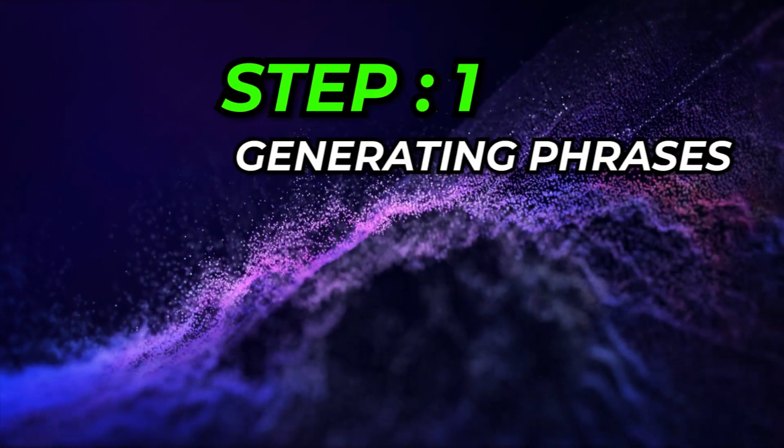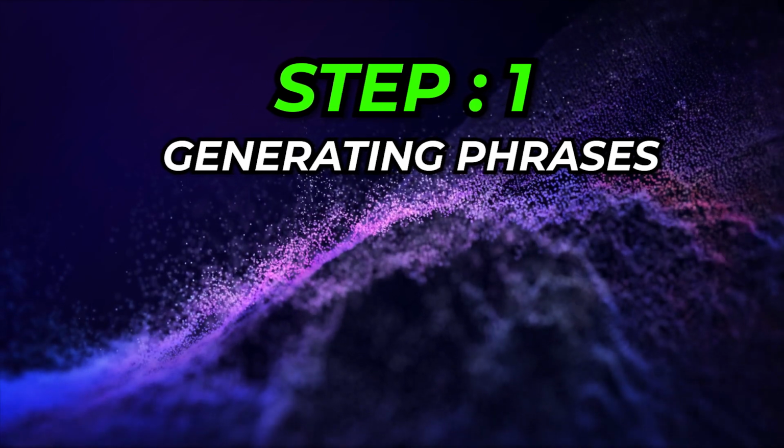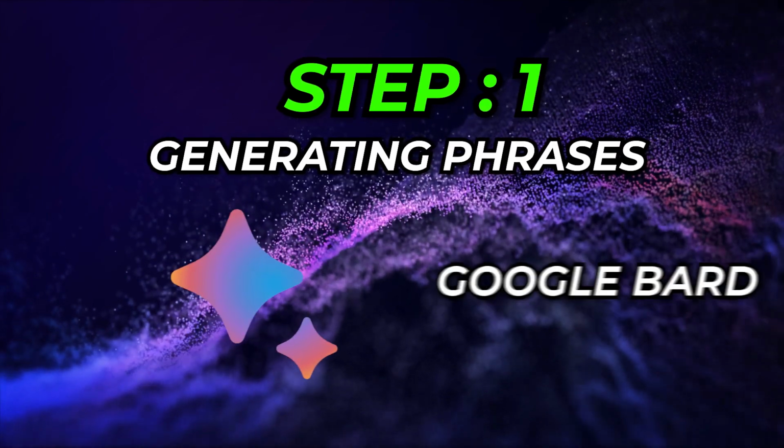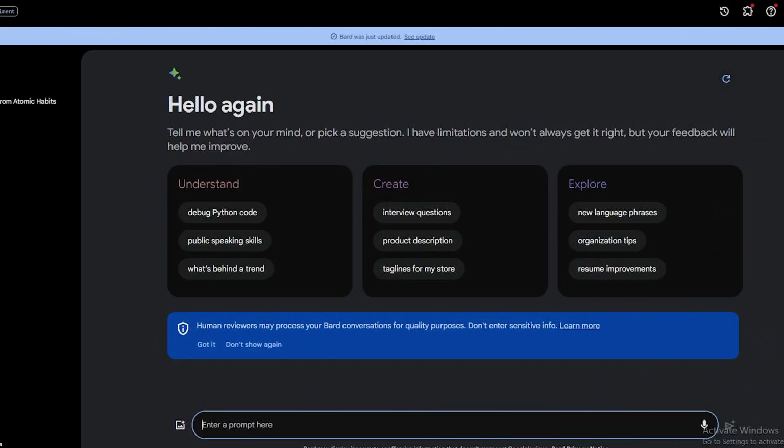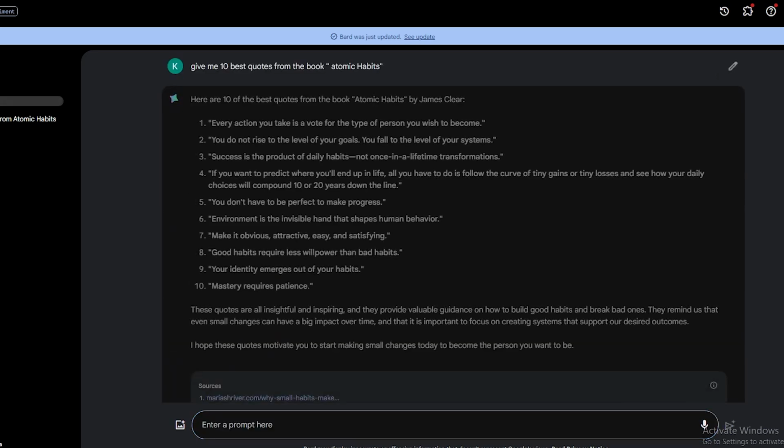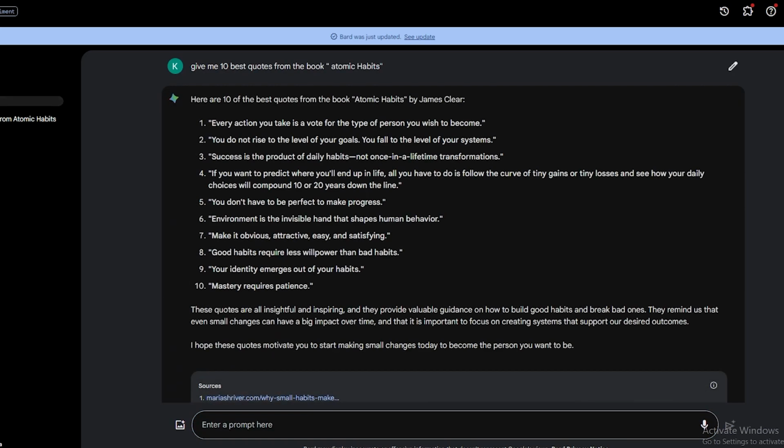First step, we need to get phrases from that specific book. For that, I'm going to use Google Bard. Let's head over to Google Bard. This is very similar to ChatGPT, but more effective than it. I'm going to use the book called Atomic Habits. Let's type, give me 10 best quotes from the book Atomic Habits. As you can see here, now we have 10 phrases.